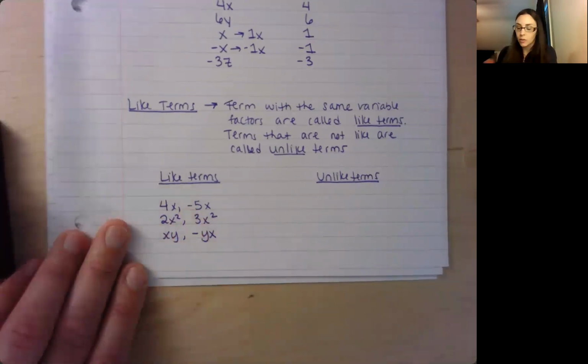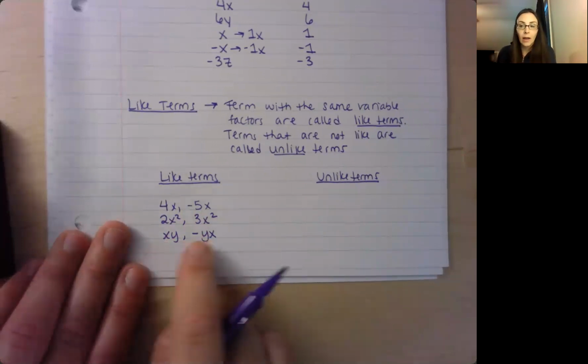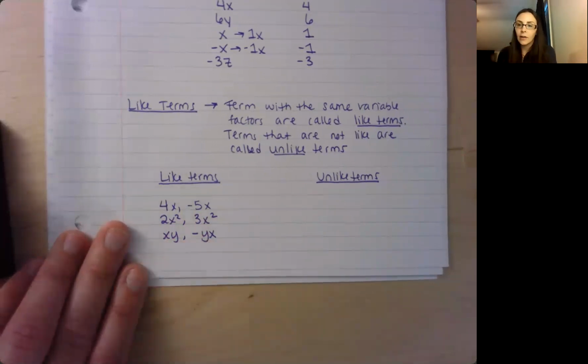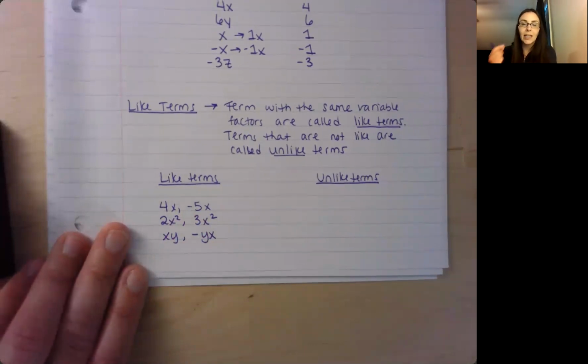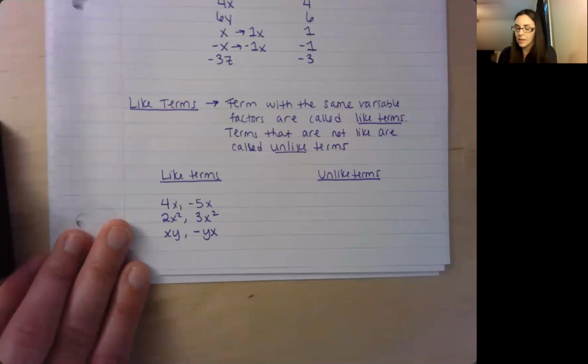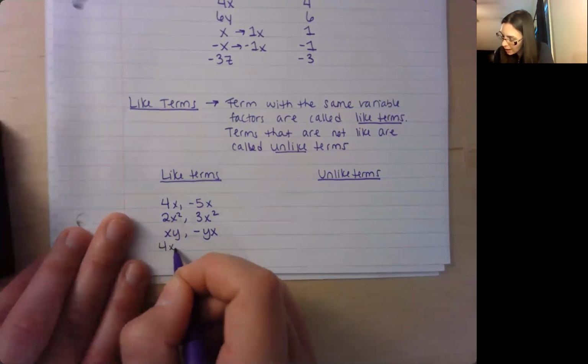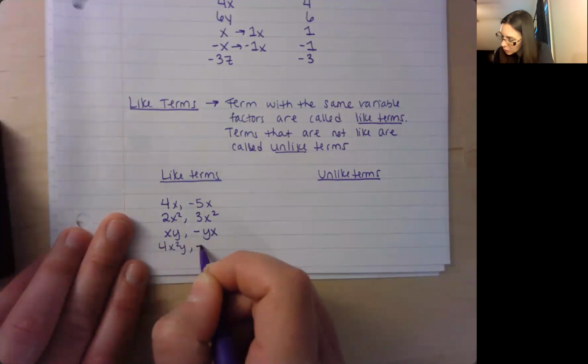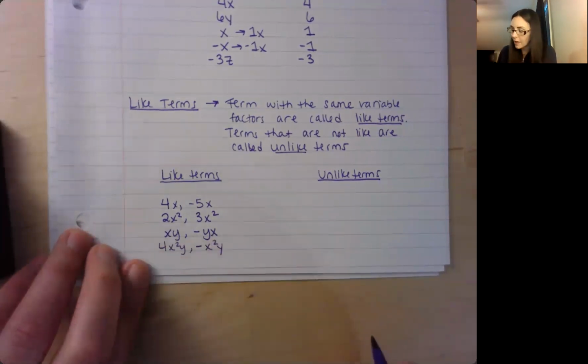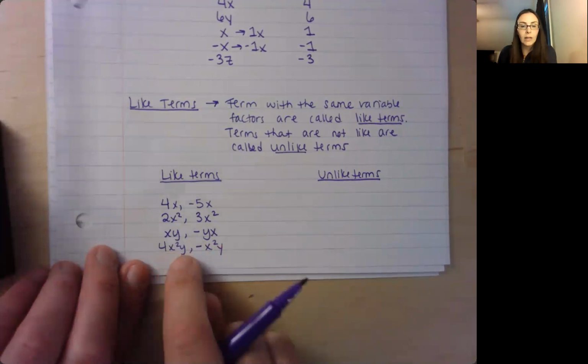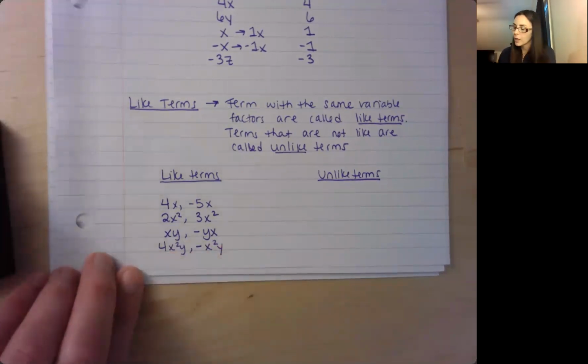Do they have the same factors? Well, they both have an x and they both have a y. So they do. The order doesn't matter because multiplication is commutative, right? If I do 2 times 3 or 3 times 2, I get the same answer. So it's okay to switch the order. Usually you'll see things in alphabetical order, so you'll tend to see this instead, but they are like terms. And how about one more? What if we did 4x squared y and negative x squared y? Okay, so again, they both have the x squared, they both have the y. So they're exactly the same for the variables.